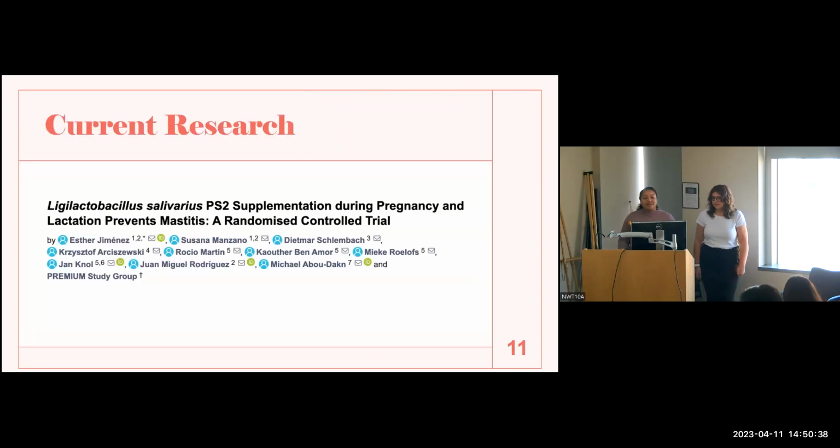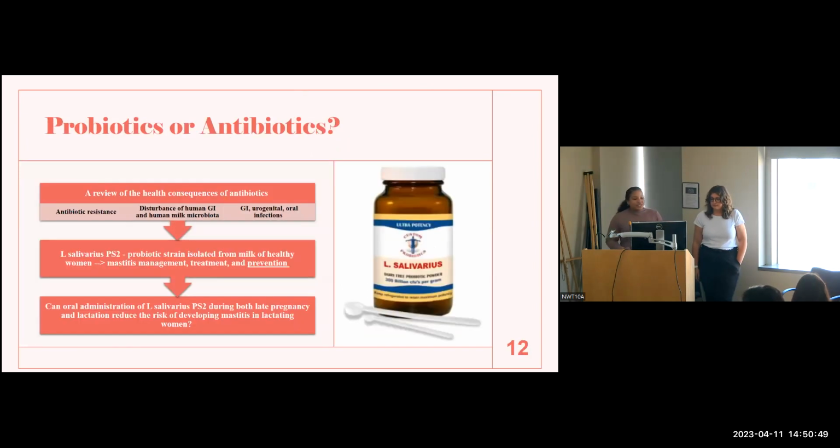Okay, so now we're going to talk about a very recent study involving the use of probiotics rather than antibiotics for the treatment and management and prevention of mastitis. Essentially, the researchers in the study did a review of health consequences of antibiotics, which includes resistance, disturbance of the human GI microbiome, as well as GI, urogenital, and oral infections. They found that a certain strain of probiotic isolated from the milk of healthy women is very good in managing mastitis and can be something positive for the treatment and prevention without the use of antibiotics.